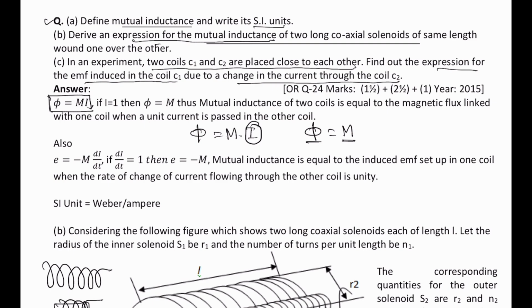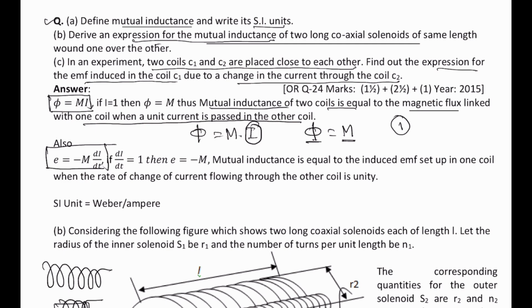So we can define that if unit current is passed, the flux is equal to the mutual inductance, correct? We have made I equal to 1 here, so phi equals M. Thus mutual inductance of two coils is equal to the magnetic flux phi linked with one coil when unit current passes through the other coil. This is definition number 1. We can define mutual inductance in another way also.